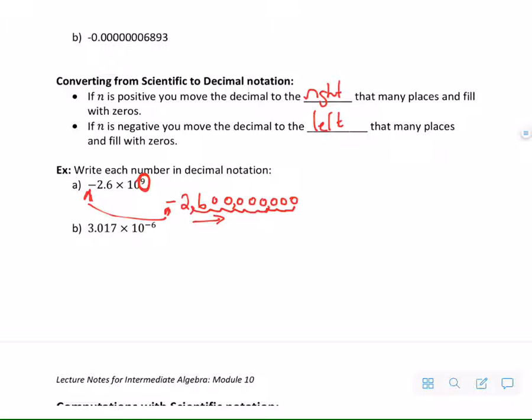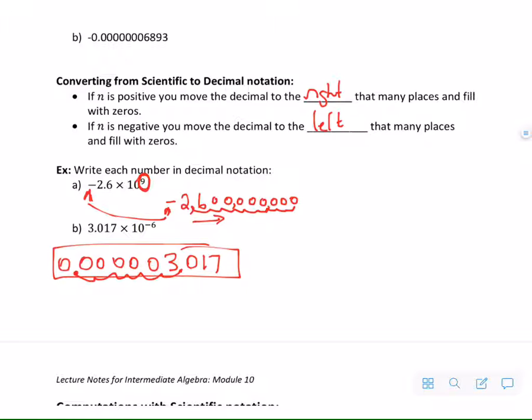Okay. On this one, 3.017. Which way am I going to move that decimal place? To the left. 1, 2, 3, 4, 5, 6. Fill in with zeros. So 0.0000. There's your number: 0, then 5 zeros, and then 3017.